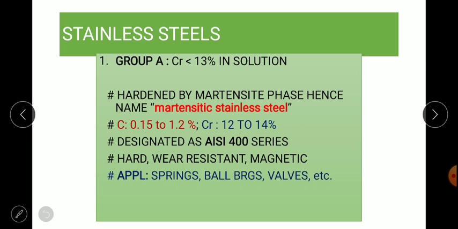Now, designation of such type of steel is used by SI standard or American standard, that is AISI 400 series. It is very hard, wear resistant, and has some magnetic properties. Applications specifically springs, ball bearings, and valves are manufactured from this stainless steel.